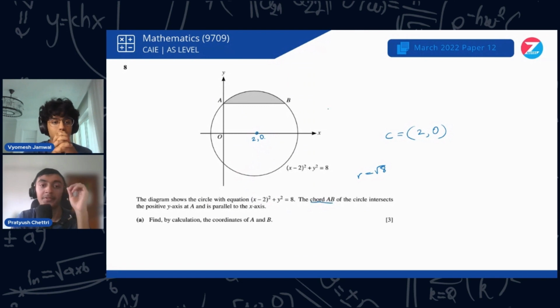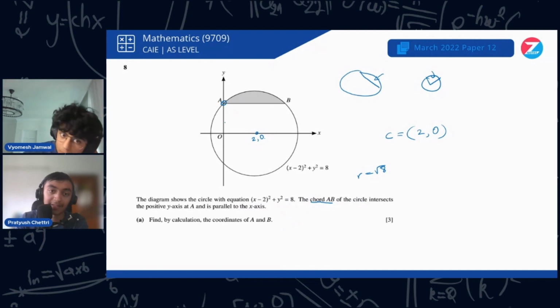Remember from your circle geometry what a chord means. It's a line which encloses a segment. That's a segment. This is a sector, pi, like a little slice of pie. Okay. Find by calculation the coordinates of A and B. So what's here? This here, x is 0. So what will y be?